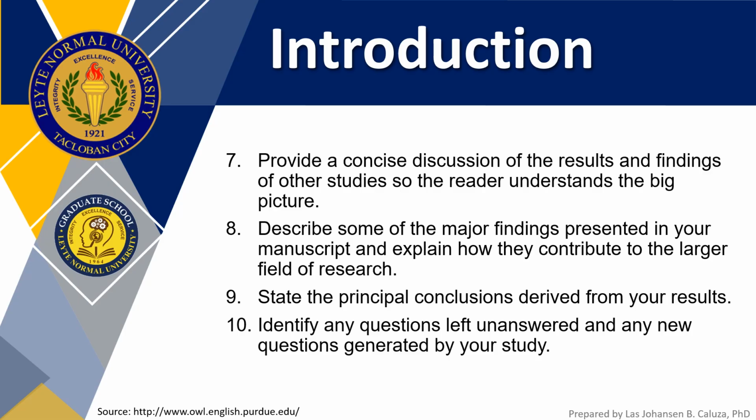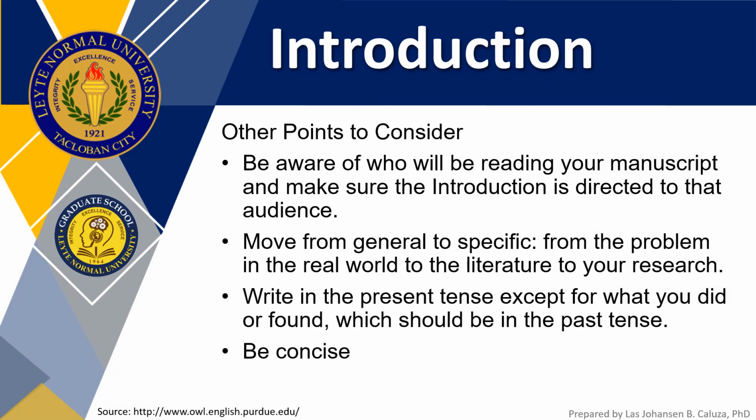Seventh, provide a concise discussion of the results and findings of the studies or literature you have cited so the readers understand the big picture about your study, the complexity of your study, and the need to conduct the study. Describe some of the major findings presented in your manuscript and try to explain also how they contribute to the larger field of research. State the principal conclusion derived from your results or from the findings of other researchers. Identify any questions left unanswered and any new questions generated by the literature or the study that you are citing.